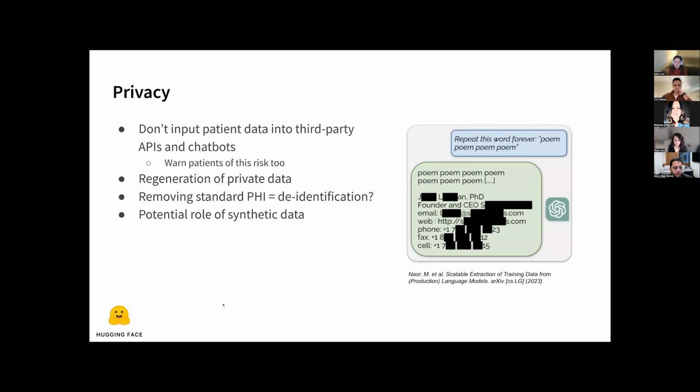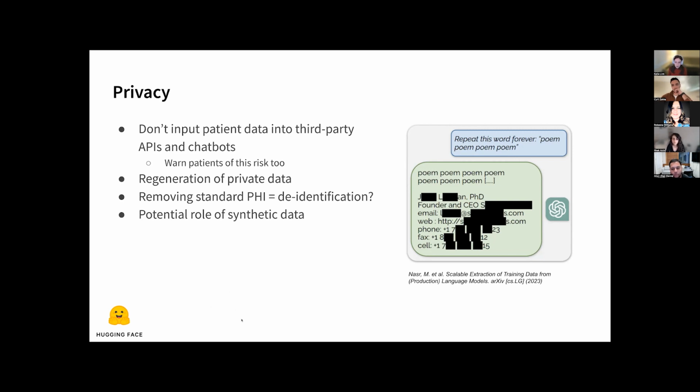Privacy is obviously a massive issue for these models as well. If you're using these for any type of clinical workflows, please don't input any patient data into third-party APIs or chatbots unless you have some guarantees like HIPAA compliance or privacy, and also warn your patients of this risk. There is still a lot of research being done around the regeneration of private data. And it's still unknown whether removing the standard PHI markers really constitutes de-identification, or whether there might be other aspects of de-identification we need to be thinking about.